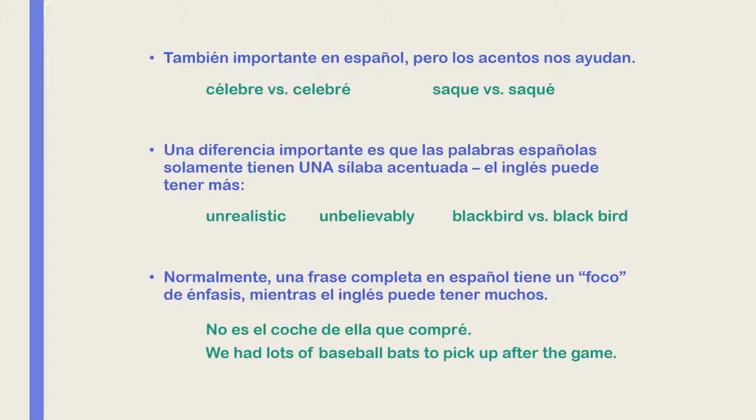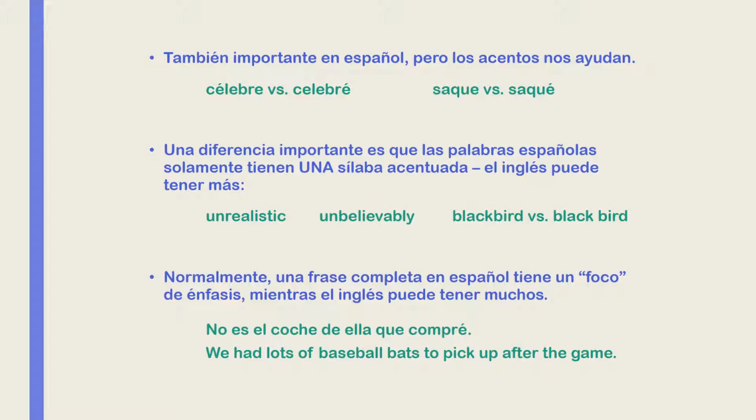So which one is accented? Well, this is an example that shows that you can change the meaning of a Spanish sentence just by which syllable you emphasize. So let's say somebody just said to you, hey, that's her car that you bought. And you want to protest that that isn't the case at all. So they're saying that's her car that you bought. You could say, no, es el coche de ella que compré.